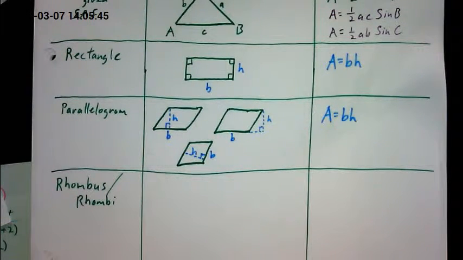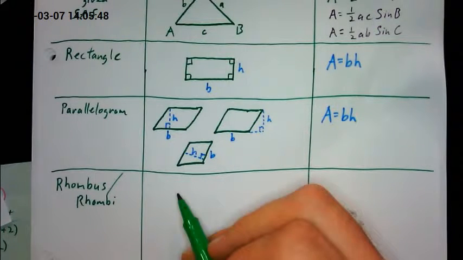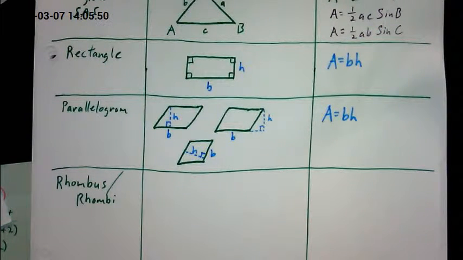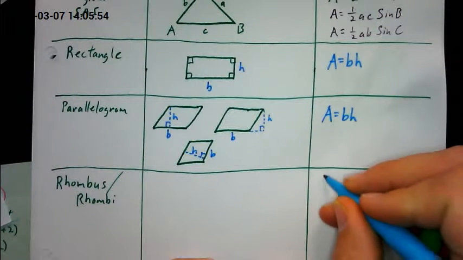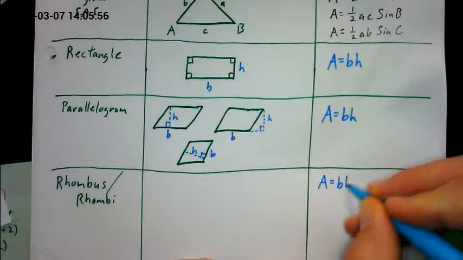So now, on this one, well, a rhombus falls under the category of what? Parallelogram. So you could use base times height again.